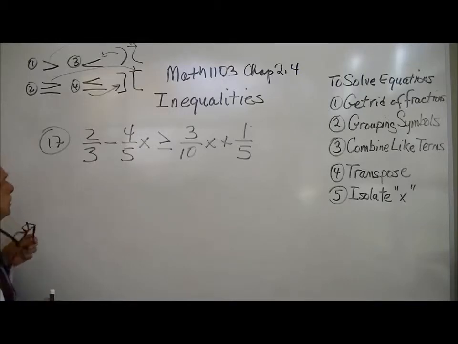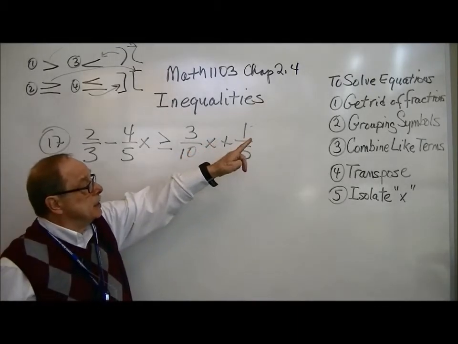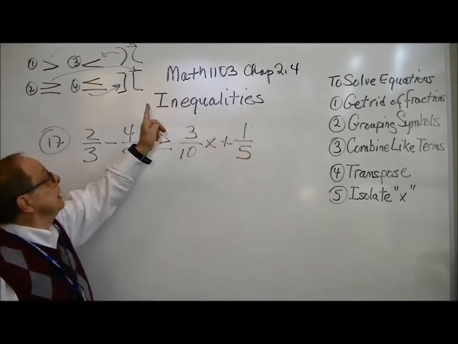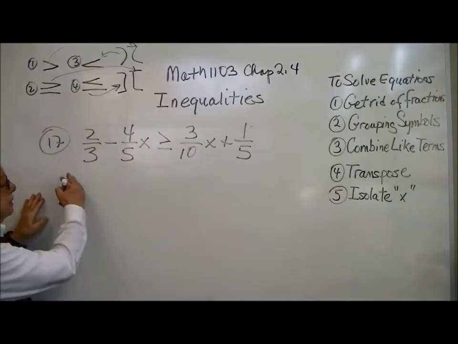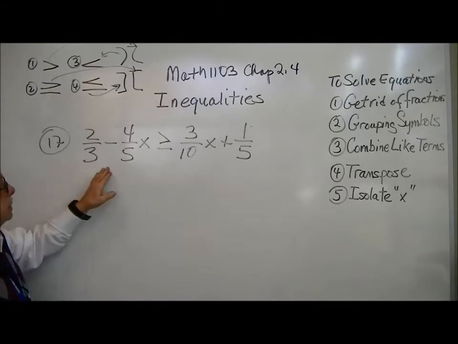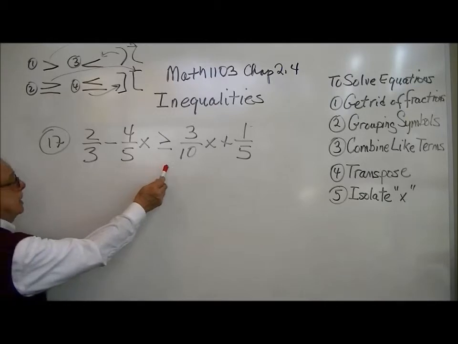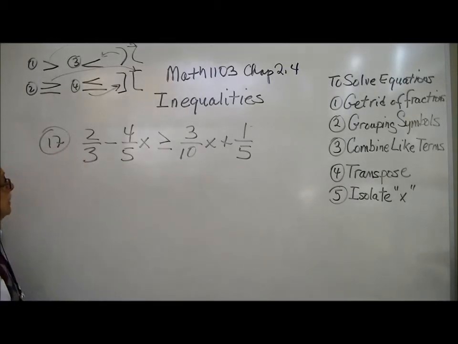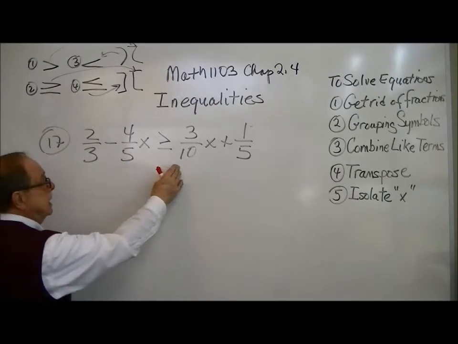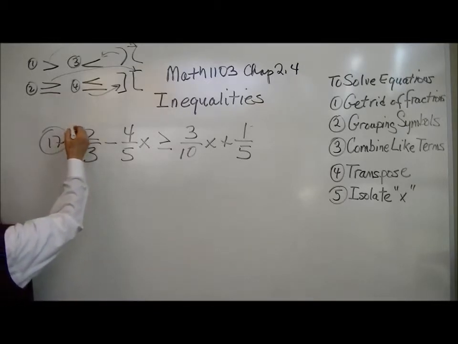Okay, now what we're going to do is something a little more complicated. As you look at solving equations, very similar to solving inequalities, we have one in which there are fractions. So what are we going to do first? We'll get rid of all our fractions by multiplying every term by our common denominator. We have a 3, a 5, a 10, and a 5. So our common denominator, see if you could figure it out. A 30.